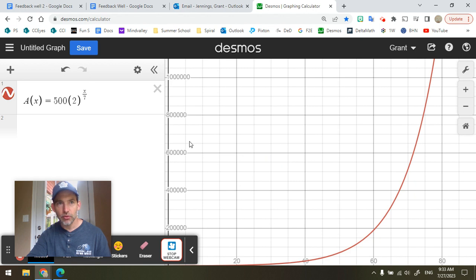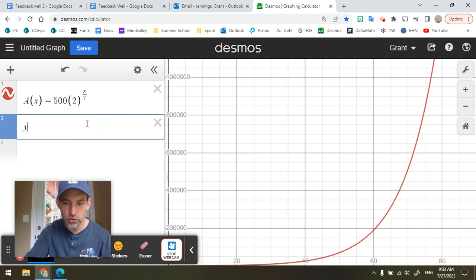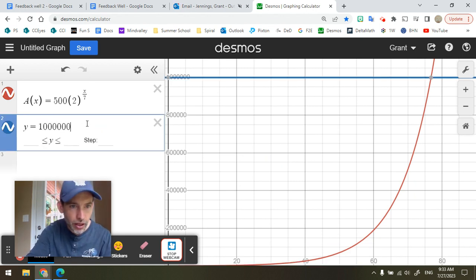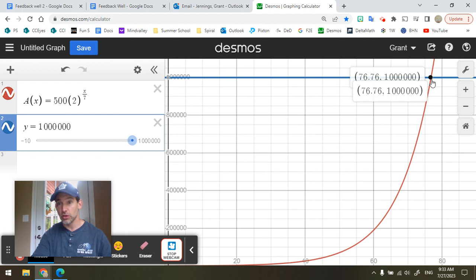So now, as I was saying before, just graph this line y is equal to 1 million. This is my preferred method of using your grade 11 function skills to solve this in Desmos: you just go in there and you find that intersection, and it tells you, well, it takes 76.76 years. There's his money, and this is the situation, right?